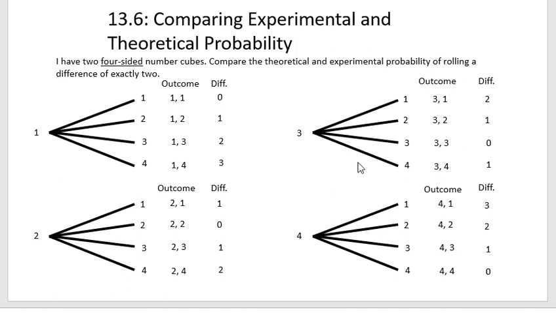So our theoretical probability of having a difference of exactly 2 would be 4 over 16. I've written that right here. 4 outcomes have exactly a difference of 2 out of 16 total outcomes. 4/16, I can rewrite as an equivalent fraction as 1/4. As a percentage, it would be 25%. Those are all equivalent. So this is how we could show the theoretical probability with a tree diagram.